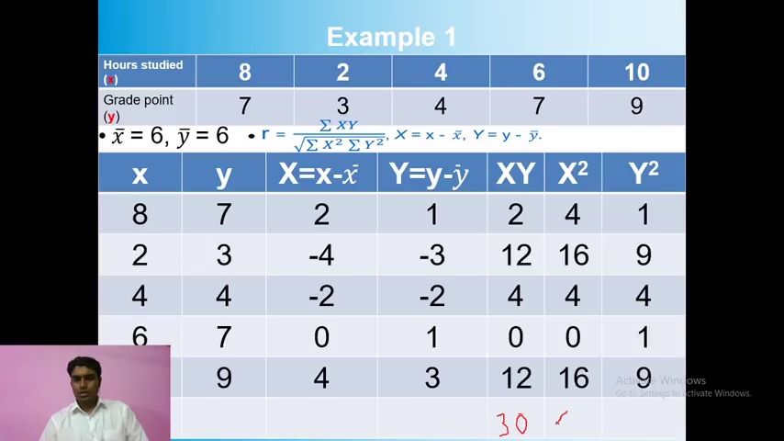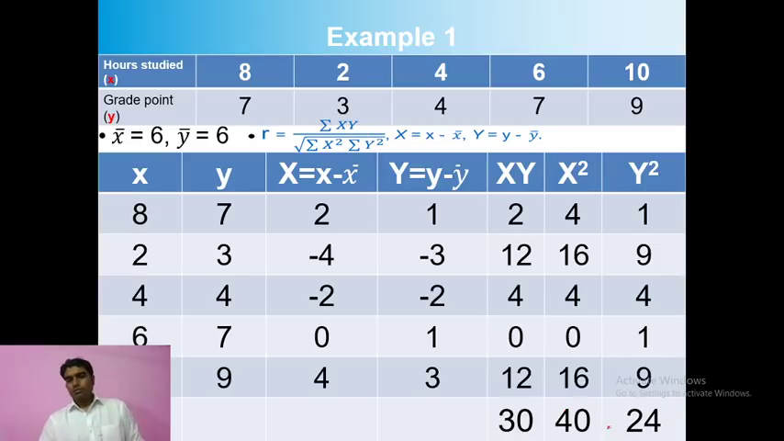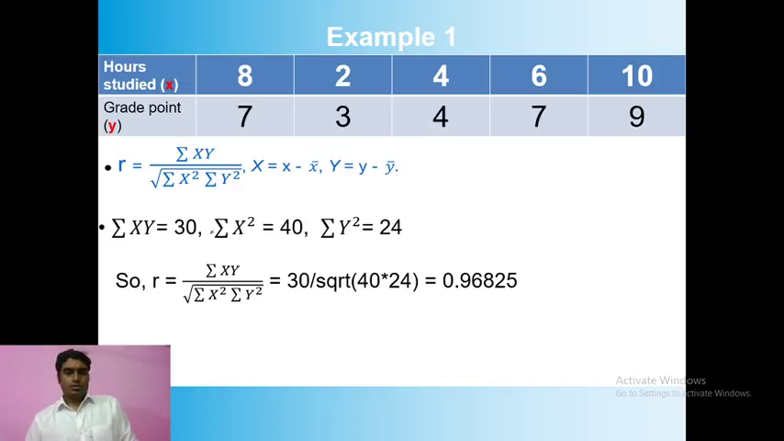So this is the 40. And the last one is 9 plus 1 is 10, and 10 is 20, and 4, that is 24, right? Now after that I use this formula, so 30 by square root of 40 into 24. So R will be 30 by square root of 40 into 24, that is 0.96825. So you can see R is very close to 1, right?